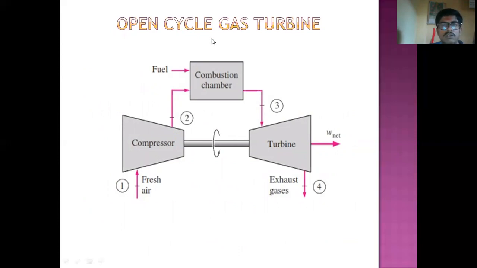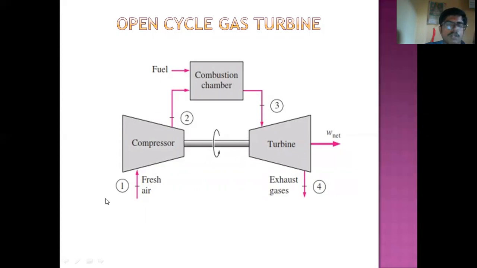Now in this slide, I'm explaining the open cycle gas turbine. The figure shows the line diagram of the open cycle gas turbine. The open cycle gas turbine mainly consists of three major elements: the compressor, the combustion chamber, and the turbine. If you see the figure, the compressor and the turbine are both mounted on the same shaft, that is, on a common shaft.